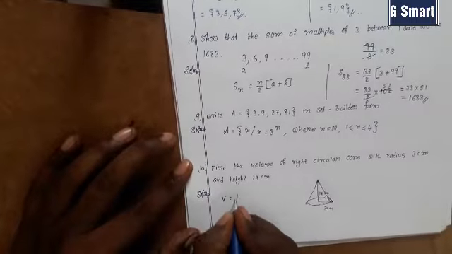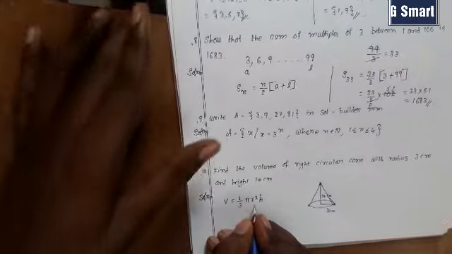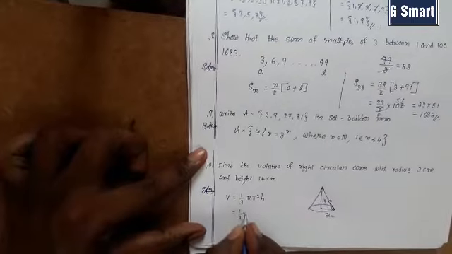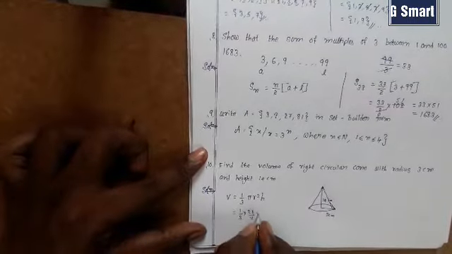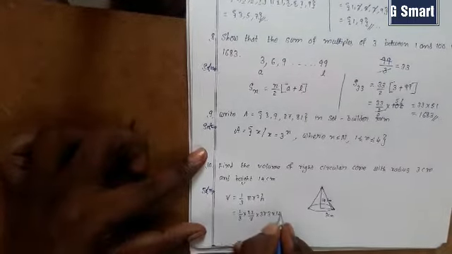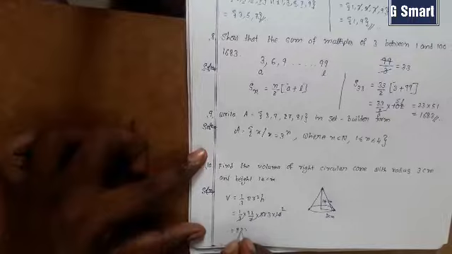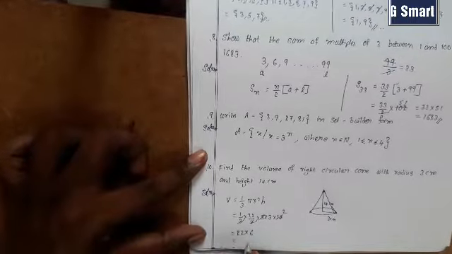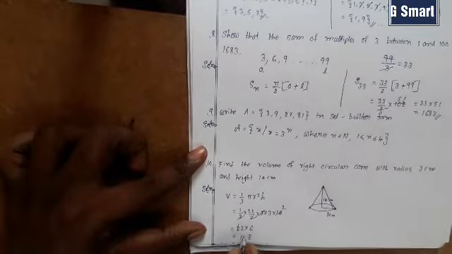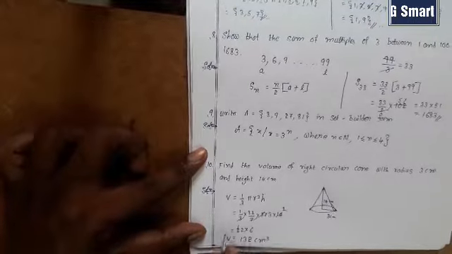So volume V is equal to 1 by 3 pi r square h. So 1 by 3 into 22 by 7 into r value is 3, so 3 into 14. 7 twos are 14, 3 and 3 cancel. So 22 into 3 twos are 6. 6 twos are 12. So volume V is equal to 132 centimeter cube. This is the answer.